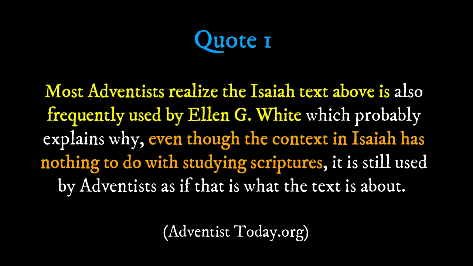So in other words, the majority of Seventh-day Adventists are fully aware of the precept upon precept deception. They are aware that Isaiah chapter 28 verse 10 has nothing to do with studying the scriptures. However, because their false cult leader, Ellen G. White, used it frequently to justify her foolish doctrines, they continue to pretend that that is what the text is about.